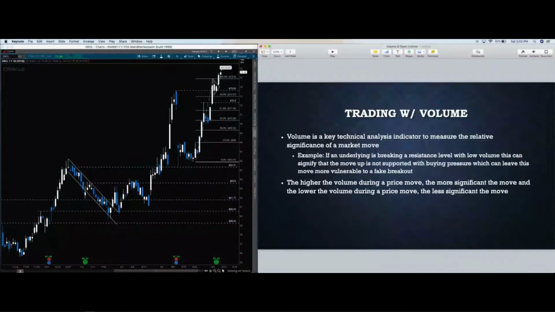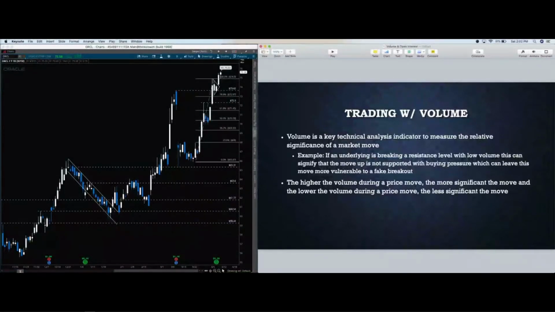Trading with volume is a key technical analysis indicator to measure the relative significance of a market move. For example, if an underlying stock is breaking a resistance point, or it's breaking a key level, or a Fibonacci level, and it has low volume, this can signify that the move is not supported by volume or buying pressure. That could leave the trade more susceptible to being a false breakout. So you want the highest amount of confirmation on your trades.